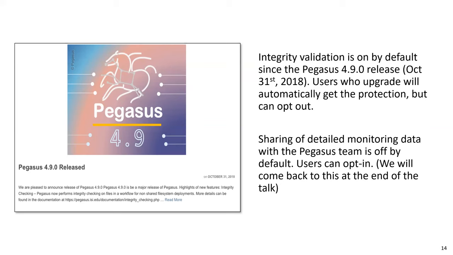While the protection is on by default, what's not on by default is the extended monitoring data sharing with the Pegasus team. This is the data that we would need to be able to tell, across all users, what the actual impact was. If everybody had this sharing turned on, we would be able to tell you exactly how many integrity problems we've seen across our whole user base. But we can't do this because of, for example, privacy issues.